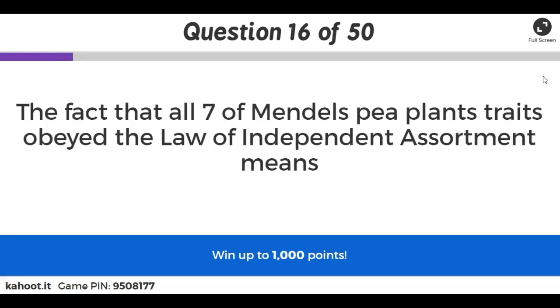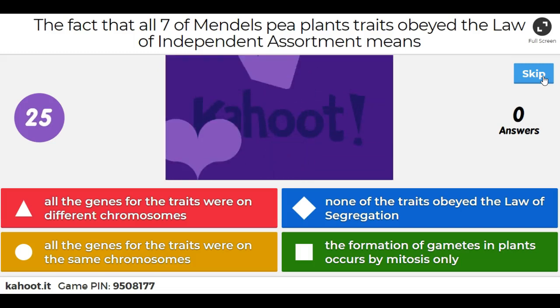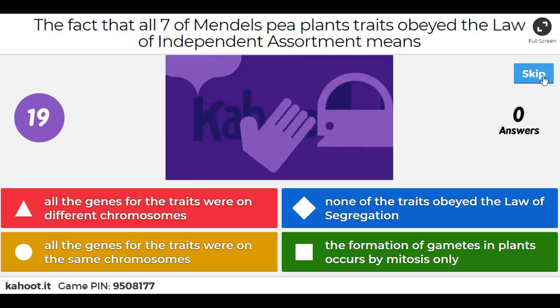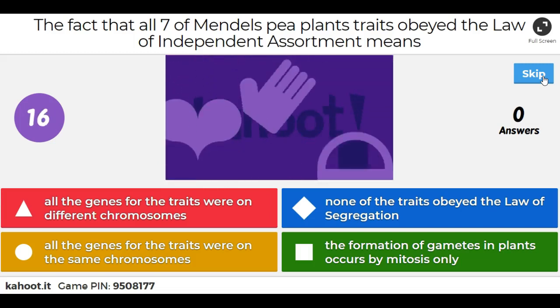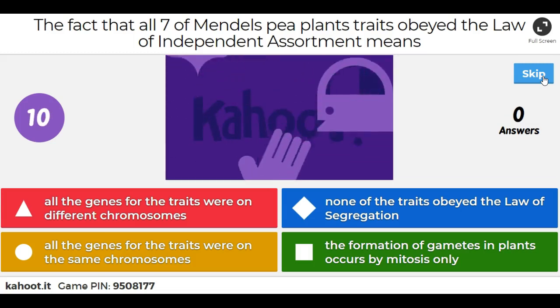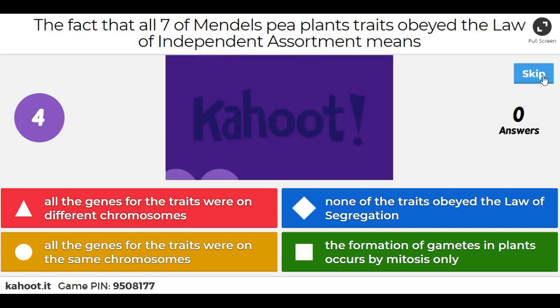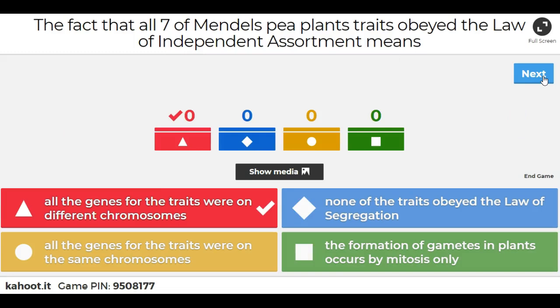Let's move on. Question 16. The fact that all 7 of Mendel's pea plant traits obeyed the law of independent assortment would tell you... So this would mean that Mendel was super lucky in the traits that he picked and that all of the genes for his traits were on different chromosomes.